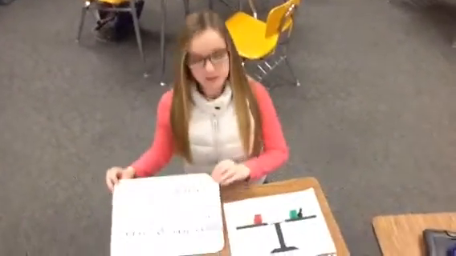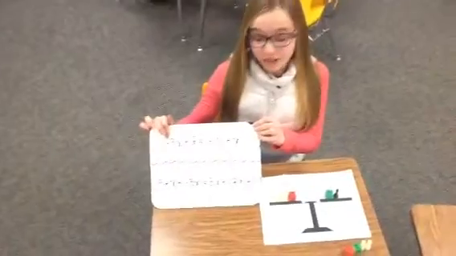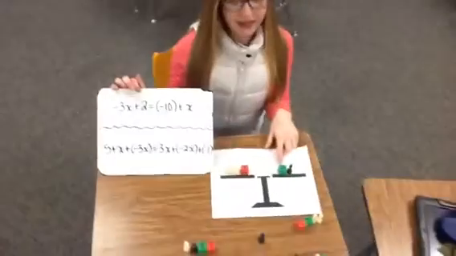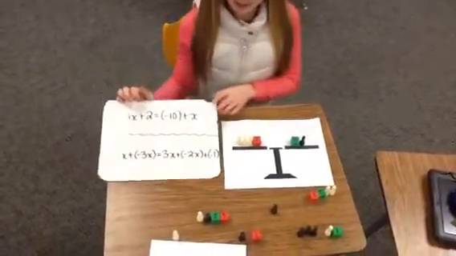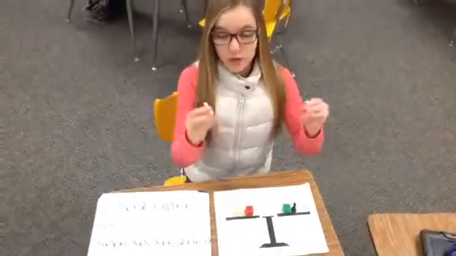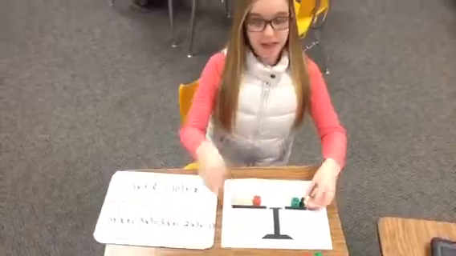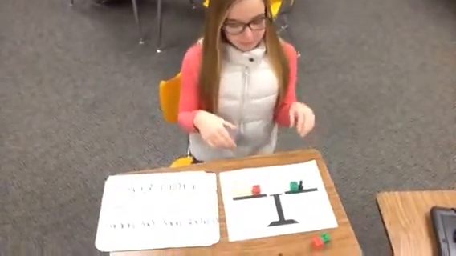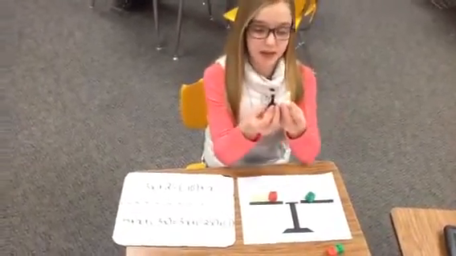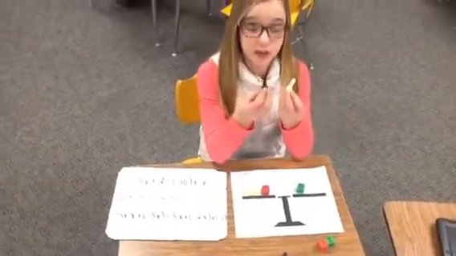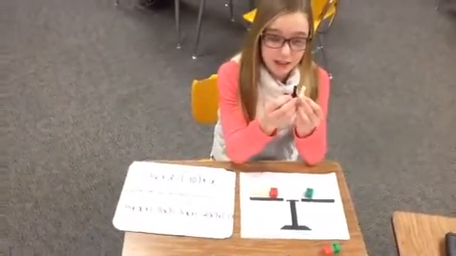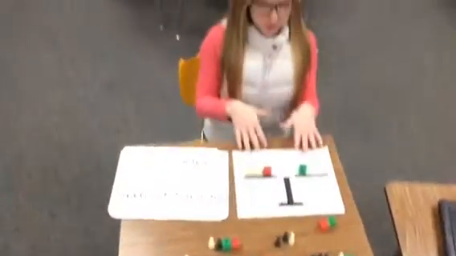So the first problem today is negative 3x plus 2 is equal to negative 10 plus x. First I'm going to add one opposite x to each side because it doesn't change the value of anything. This way I can take the pair of 0, because this is x and this is the opposite of x and they cancel each other out. So I'm able to take those away from the scale.